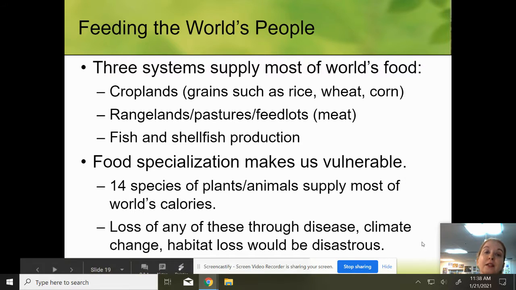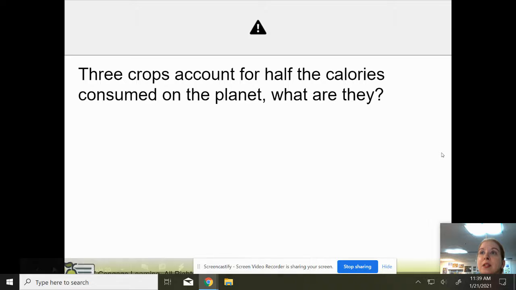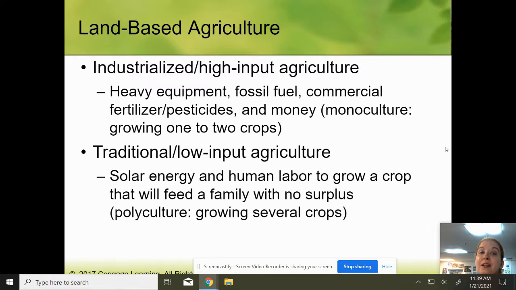The fact that Ireland depended so heavily on potatoes, when the fungus attacked, the blight attacked the potatoes, that caused the Irish potato famine because that was most of their diet. So 3 crops account for half of the calories consumed on the planet. You guys want to guess what they are? It is wheat, rice, and corn are your 3. But a lot of that doesn't go to feed us, which I'll talk about.